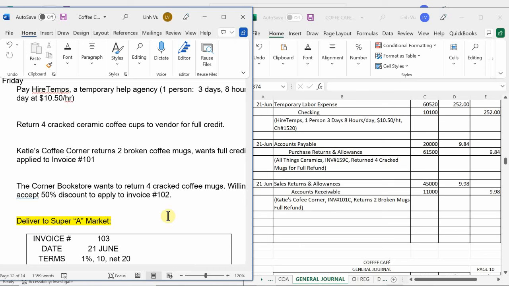And the corner bookstore, maybe they're nice to us, or maybe this is Albert's friend. So maybe they're willing to say, okay, that's fine, I'll accept the 50% discount. But this time, I don't want the money back. Just apply it to my invoice. So now I have a situation where I'm returning items, but not for the full amount.